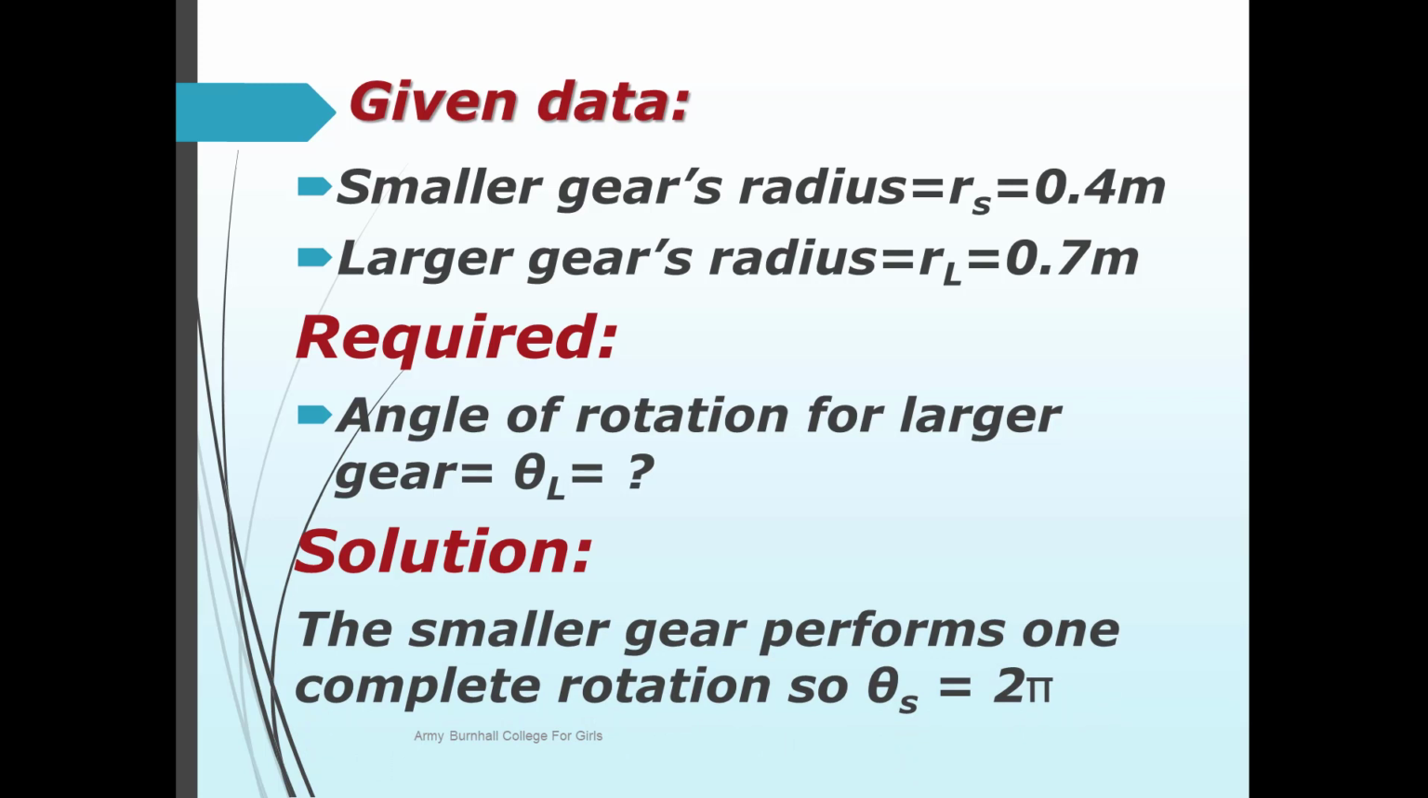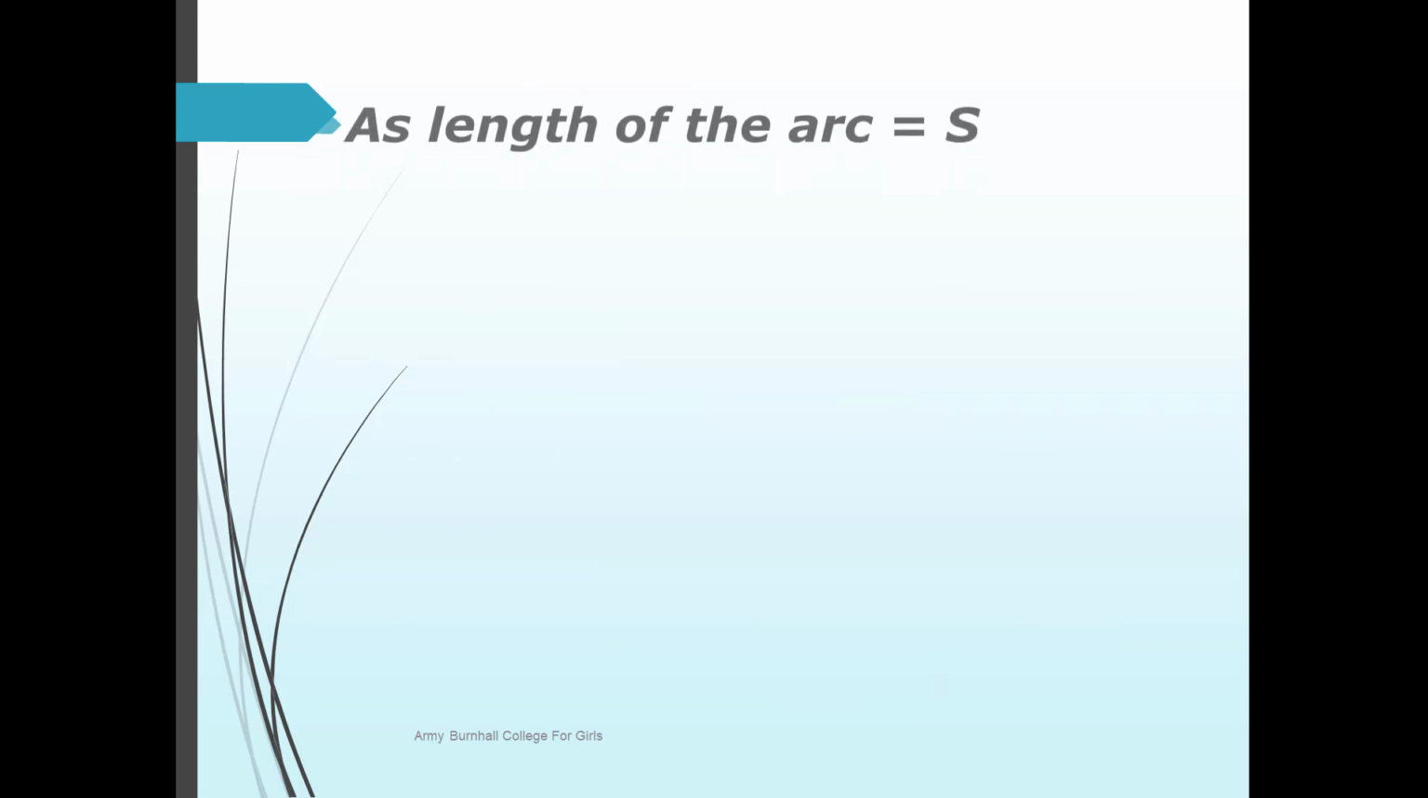So we can write down the theta angle for the smaller gear, which is equal to 2 pi. The smaller gear performs one complete rotation, so theta S is equal to 2 pi. We have written the given data and the required value, and now we are moving to the solution. How are we going to solve it? You can see that the given data has R, RS and RL, and the required value is theta. So what formula is applied over here?